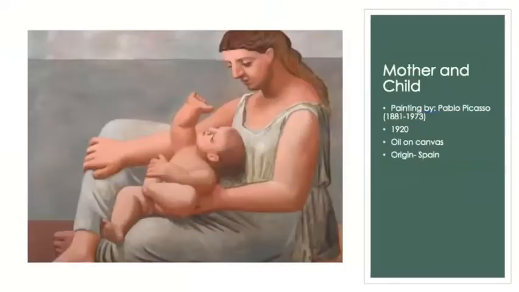The second painting I chose is Mother and Child. It's a painting by Pablo Picasso. It was made in 1820. It's an oil on canvas, and its origin is Spain. One of the things I really like about this painting is how Pablo Picasso's style is very different, and even though his style is different, you can still see the love between the mother and the child.